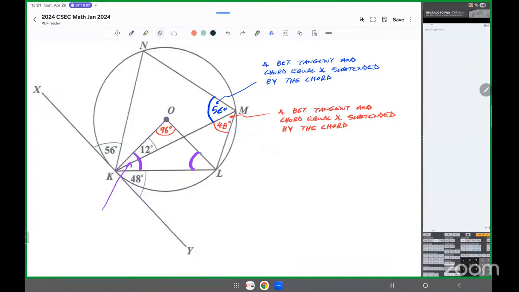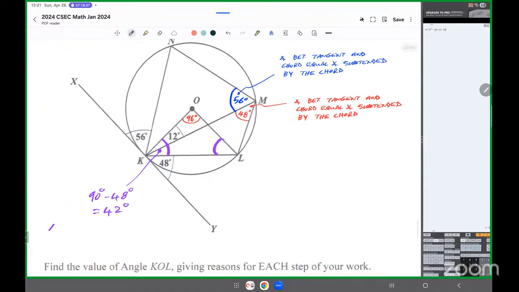So first I say this angle inside is 90 degrees minus 48 degrees. What is that? 42 degrees. That's because the angle between tangent and radius is 90 degrees.